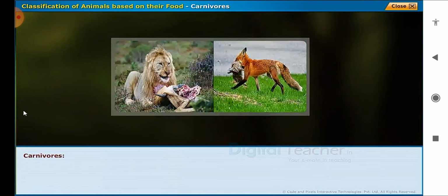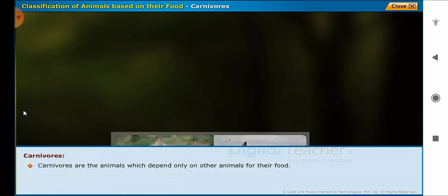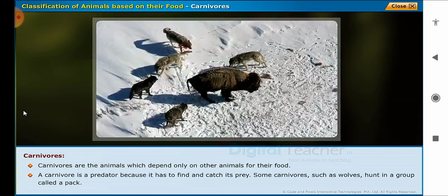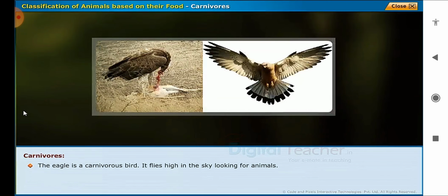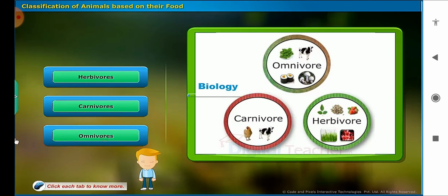Carnivores. Carnivores are the animals which depend only on other animals for their food. A carnivore is a predator because it has to find and catch its prey. Some carnivores, such as wolves, hunt in a group called a pack. The eagle is a carnivorous bird. It flies high in the sky looking for animals.